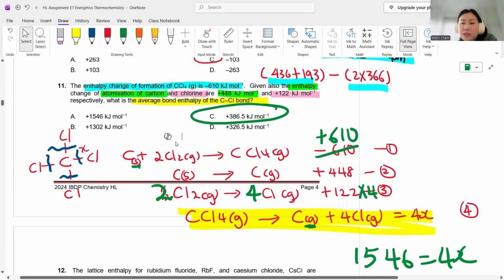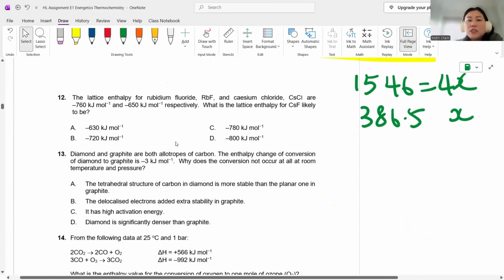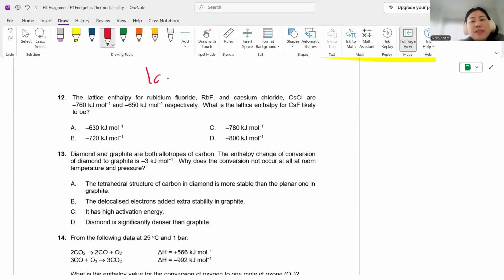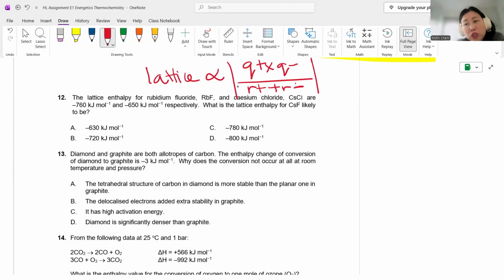For question 11. Okay, question 12. For question 12, for H2 students, you learn it under Born-Haber cycle. You also learn it under chemical bonding when we do ionic compound, when we talk about the lattice energy of ionic compound. So lattice energy is proportional to the product of the charges over the sum of the ionic radius. If you can't remember the equation, still not too bad. You just need to know that charges is a numerator and the radius is the denominator.